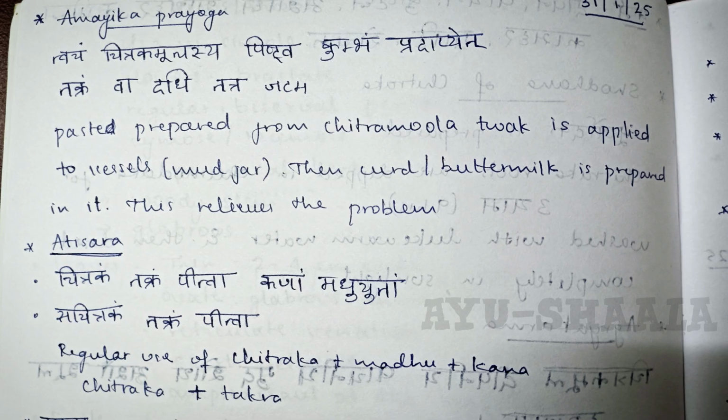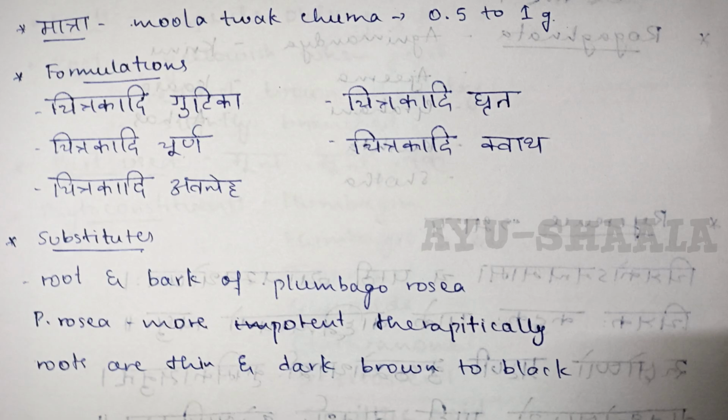Next disease we have is Atisara. So regular use can be done with Madhu and Kana. Kana is Pippali. With that we can give, or Chitraka along with buttermilk we can give for Atisara. Next we have Matra, that is dosage. Most of the time we use Moolatwak Churna. It is a normal dose, that is 0.5 to 1 gram. But this is not a normal dose; it is given in a small dose only because it is Tikshna. So we should keep this in mind and administer a small dose.